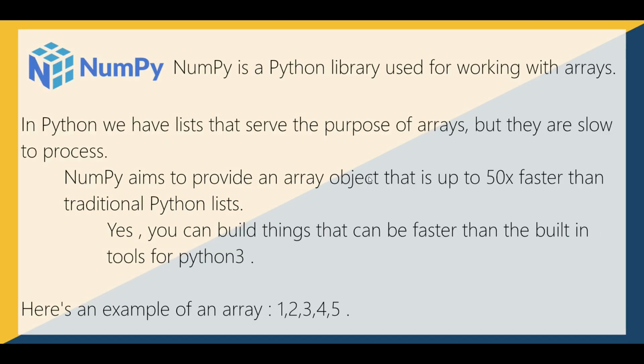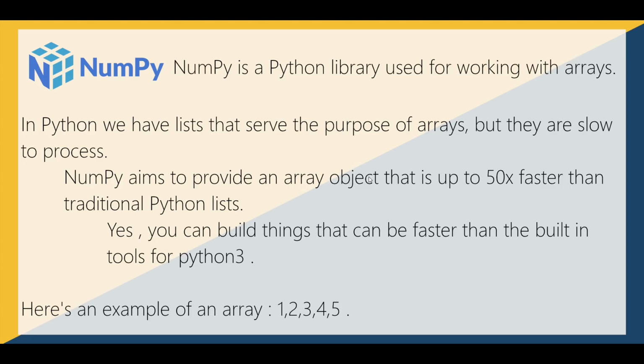So this is the second library that I picked. It's called NumPy. NumPy is a Python library used for working with arrays. In Python, we do have lists that serve the purpose of arrays, but they are slow to process. So NumPy aims to provide an array object that is up to 50 times faster than traditional Python lists. Yes, you can build things that can be faster than the built-in tools for Python 3.